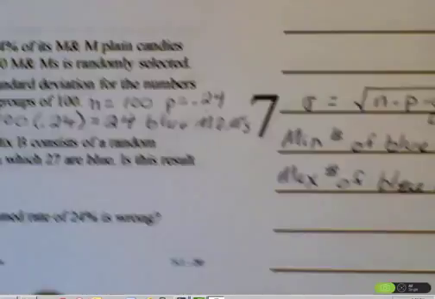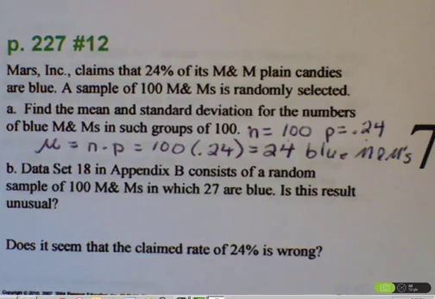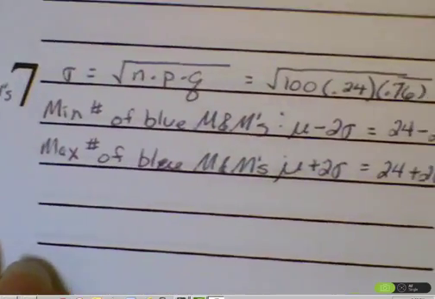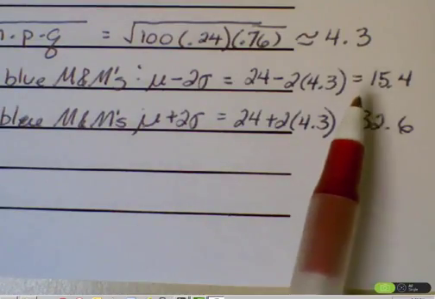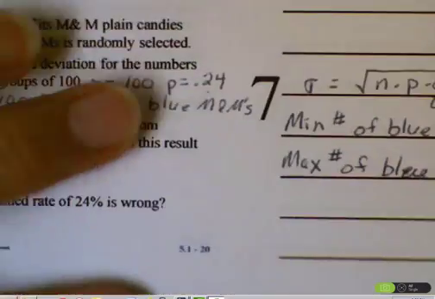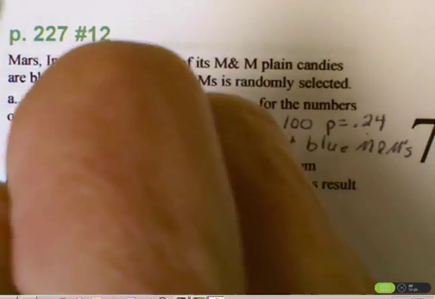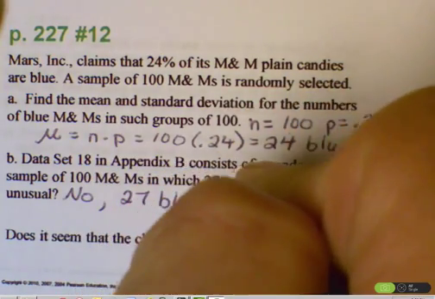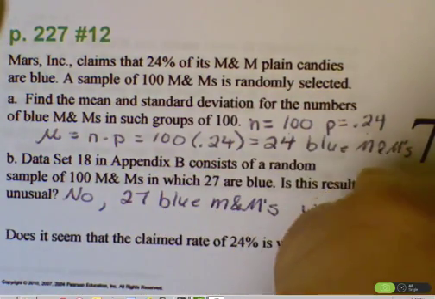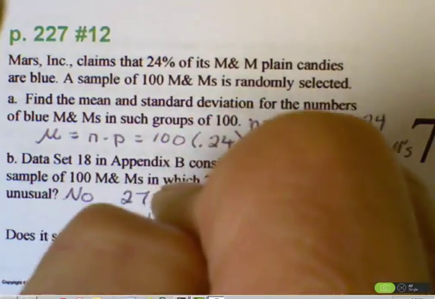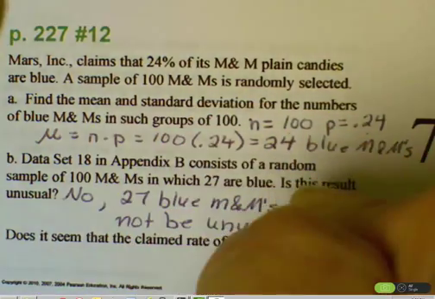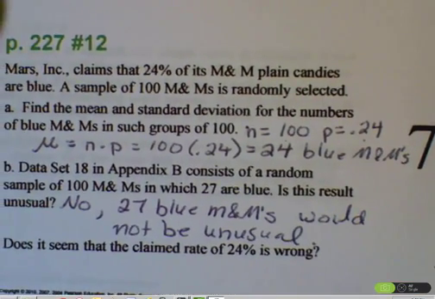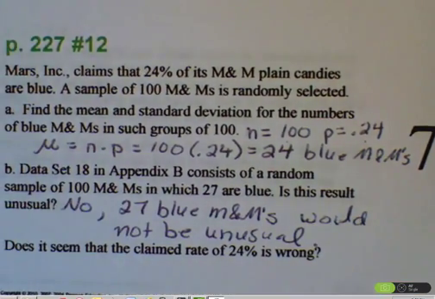The question in the B part is, would 27 be unusual? Well, 27 is between this minimum usual and maximum usual. So I'm going to say no, 27 blue M&Ms would not be unusual. If you ask me for a number that would be unusual, I would just say any number less than 15.4 or any number greater than 32.6.